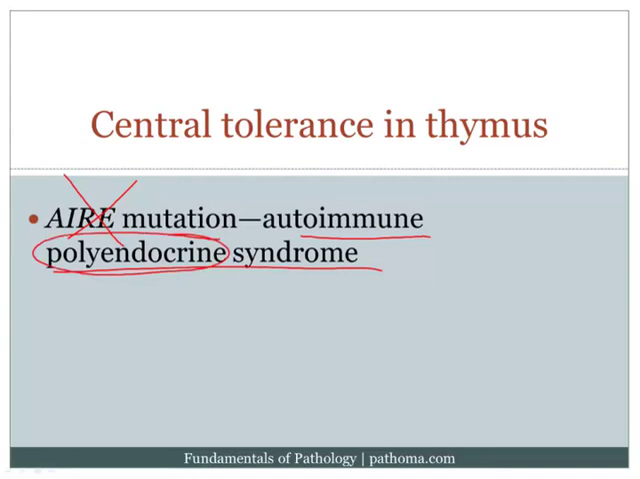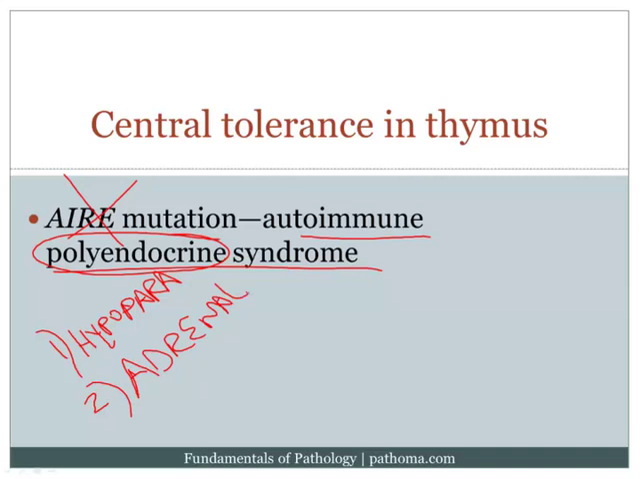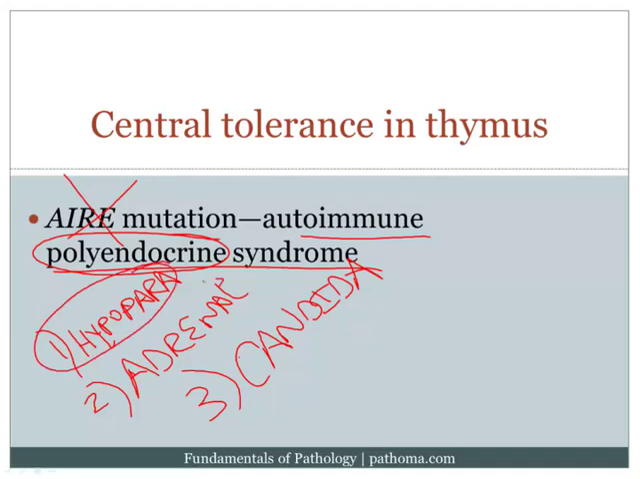In fact, there's a triad that's seen in this disorder. The first is that the patients get hypoparathyroidism. The second is that the patients get adrenal failure. And the third problem is that they get chronic candida infections of the skin and the oral mucosa. So this is the triad, and you can see here that it's due to the autoimmunity that you get destruction of the parathyroids and destruction of the adrenals that then results in this disorder.